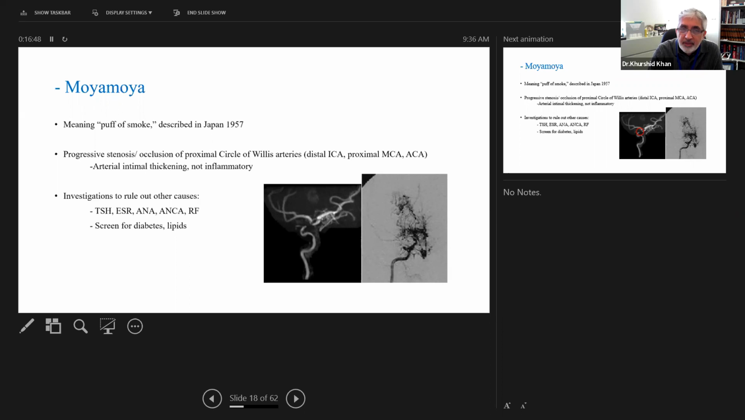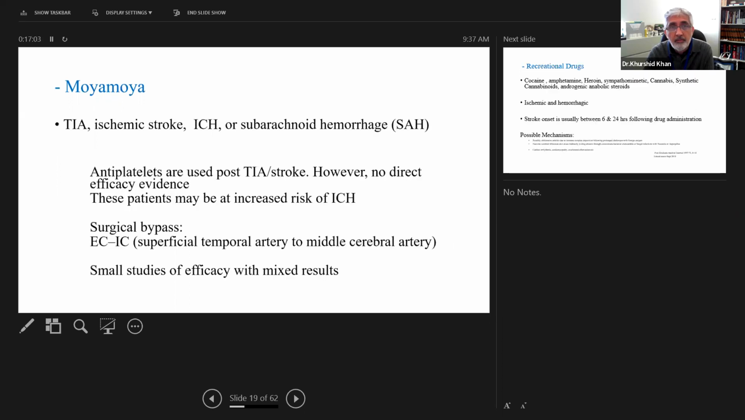Investigations are done to rule out other potential etiology, especially inflammatory causes. And you would do a screening workup for stroke, for atheromatous disease as well, the lipids, etc. Now, it may cause a TIA, ischemic stroke, or intracerebral hemorrhage, or even subarachnoid hemorrhage.